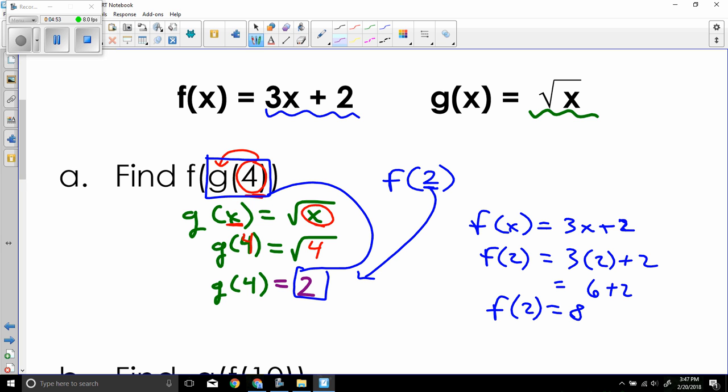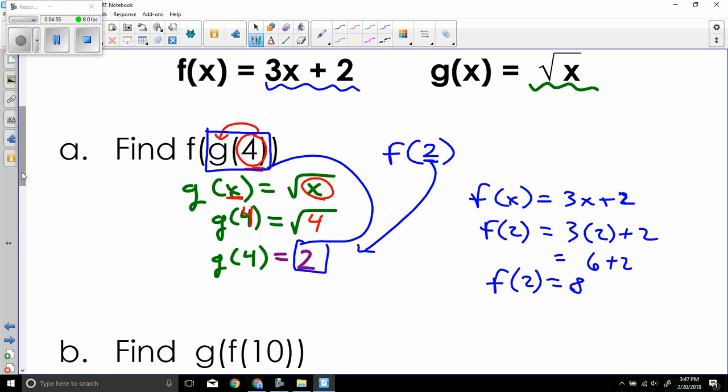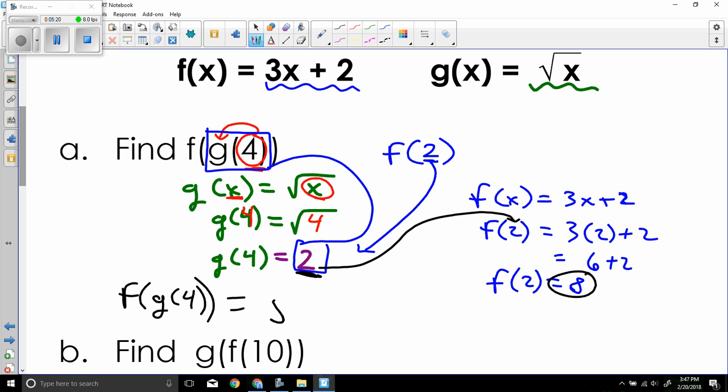Well, let's go back to the original question. The original question asked, what is f of g of 4? Well, I found out that g of 4 was 2, and then I took that 2 and plugged it in for f. That's what it's asking me to do, and my answer was 8, so this whole thing at the end has to be equal to 8. Now's a great time to stop the video and re-look at that one from before.